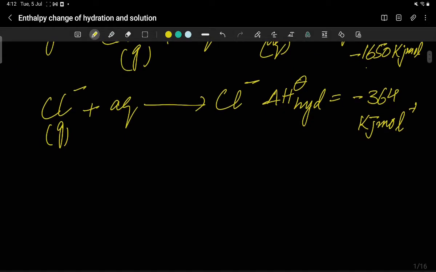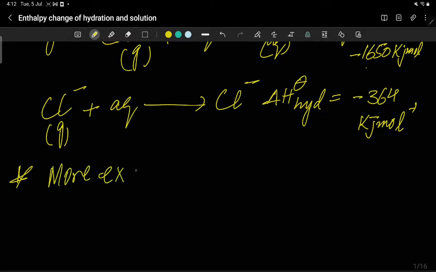So we know that it is more exothermic for ions with the same charge but smaller ionic radius. For example, delta H hydration of lithium is more exothermic than delta H hydration for sodium ion. So this is a very important point to always keep in mind.